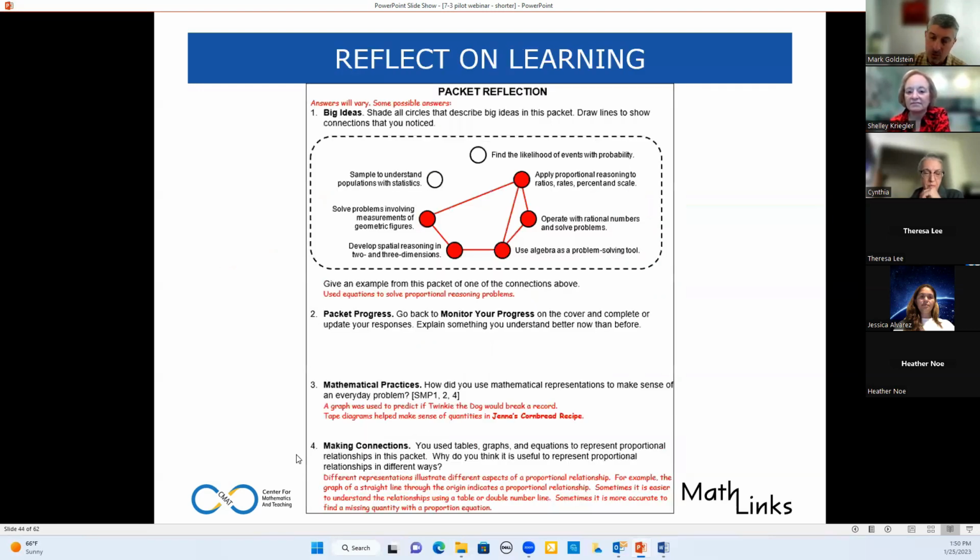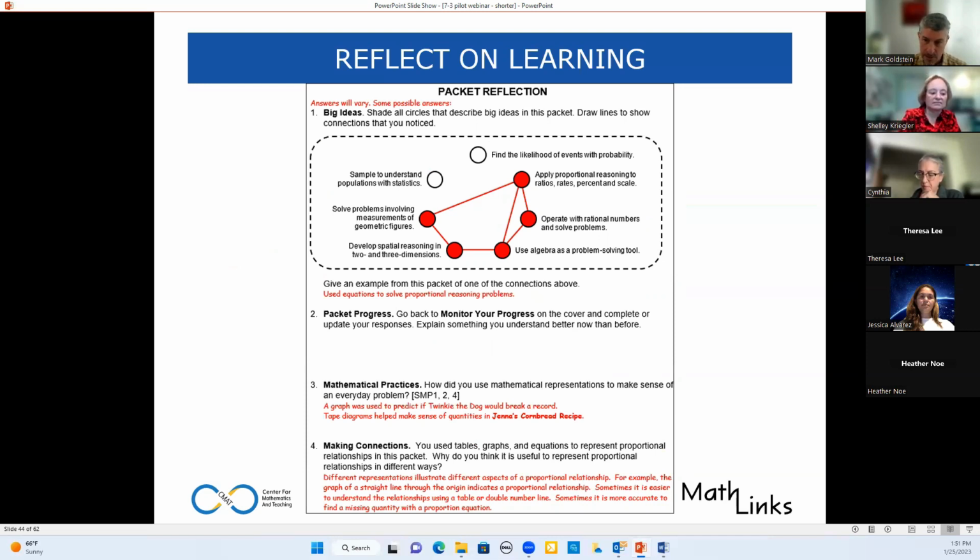It can be really powerful when students are reflecting on their own learning. You'll notice a few places where we give students the opportunity to do this in a packet. But I wanted to show this page near the end, which is a more summative packet reflection.